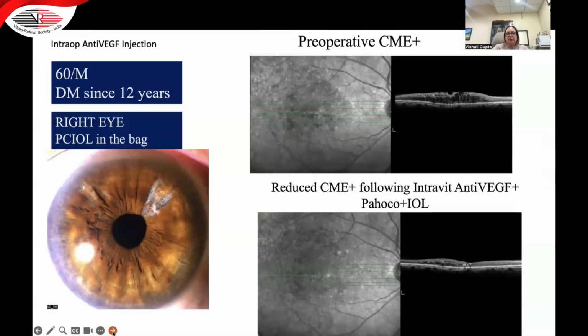It used to be very common to give intraoperative anti-VEGF injection, and it is still very common that you do cataract surgery and combine it with intravitreal anti-VEGF. This is a patient with preoperative macular edema, and surgery was done with intraoperative anti-VEGF. There are different protocols depending on your comfort level. You can give anti-VEGF a few days before cataract surgery or along with the cataract surgery.